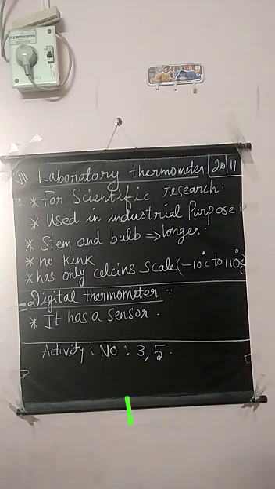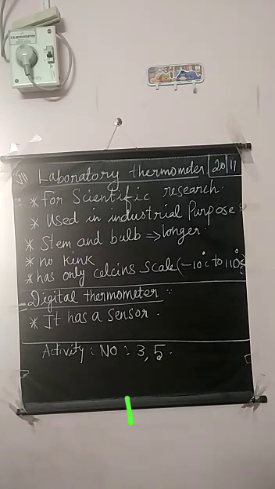In your book, page number 5, activity number 3 is given. If you have a clinical thermometer at home, you have to do this activity. Before that, read the precautions given in your book and follow those steps. Then place the clinical thermometer under your tongue or in your armpit, and note down the temperature of your body.